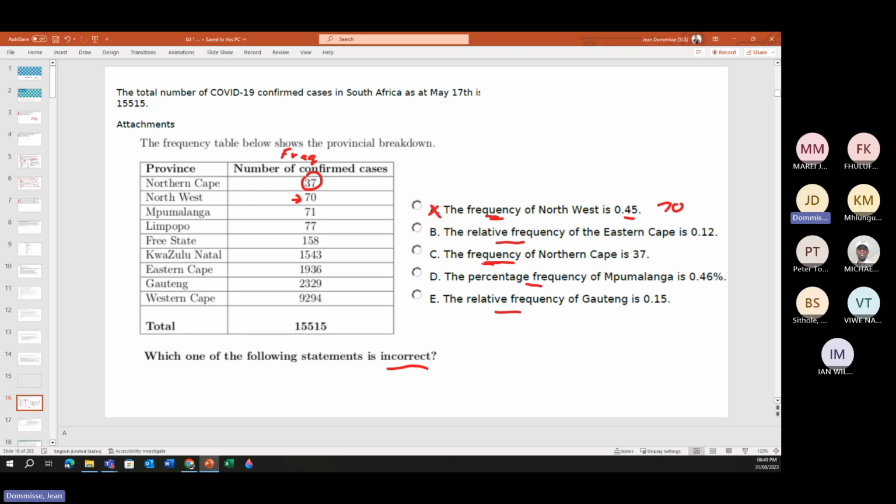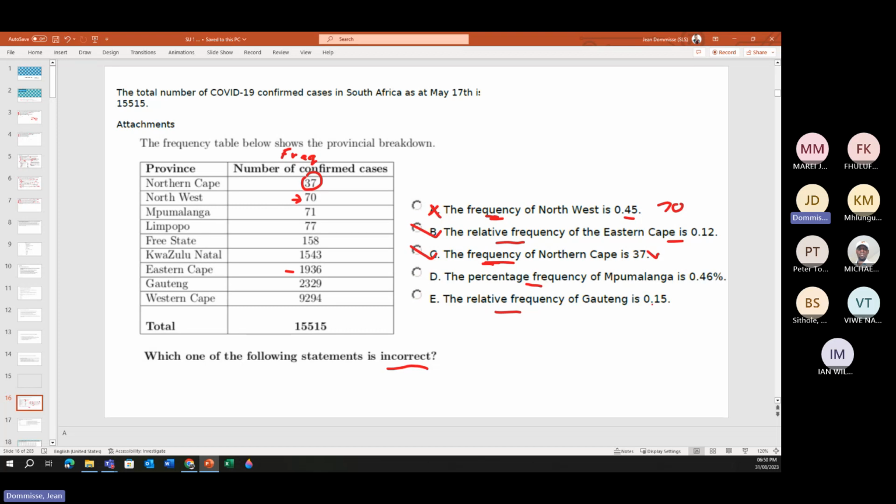But let's just look at the others. The frequency of Northern Cape is 37, so it's looking at the number. The relative frequency of Eastern Cape: 1936 divided by 15515 will give you that. So that is also correct.